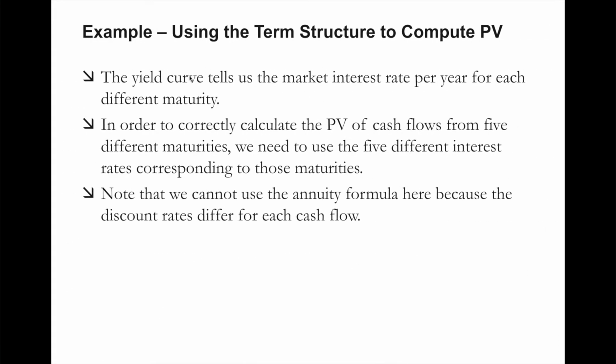So the yield curve tells us the market interest rate per year for each different maturity. And in order to calculate the present value of cash flows, we need to use 5 different interest rates corresponding to those maturities, so we can no longer use the annuity formula here because the discount rates differ for each cash flow.